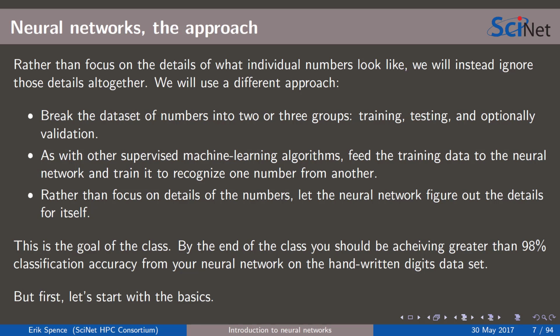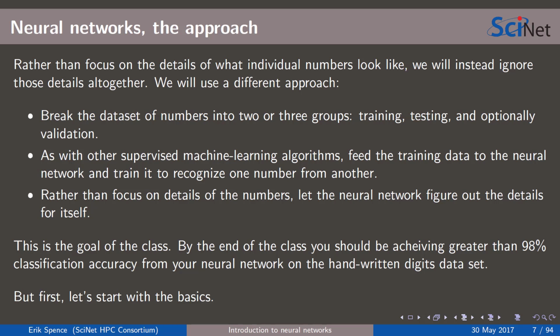You always test against out-of-sample data. So you're going to break up your data into at least 2 sets, the training data set and the testing data set. Optionally also a validation data set, which is used to tweak the parameters as you're developing your model. Okay? And as with other supervised machine learning algorithms, which is generally how neural networks are used, though not always, but generally it's a supervised machine learning situation. We feed the training data into the neural network and train it to recognize the numbers.